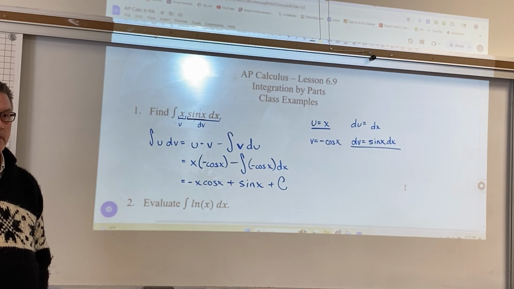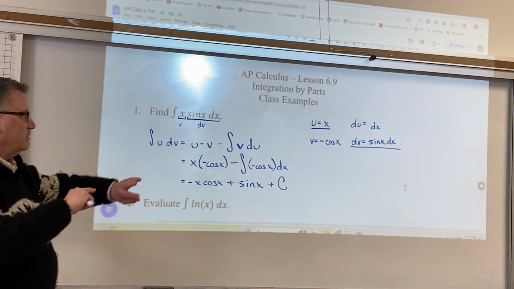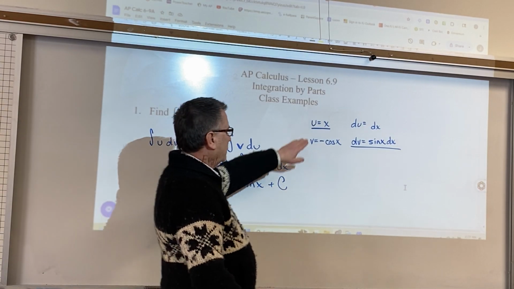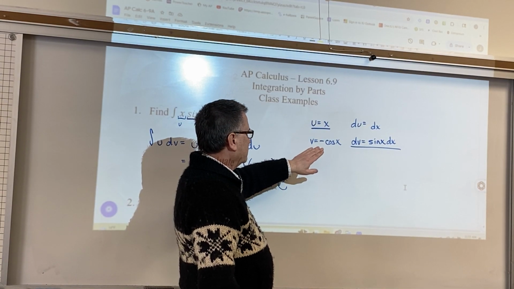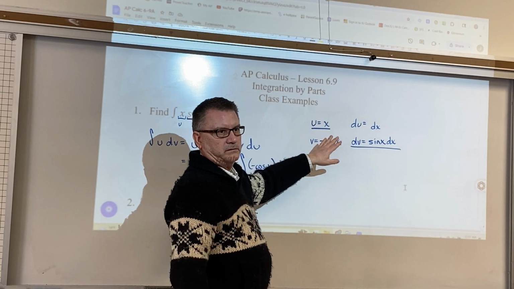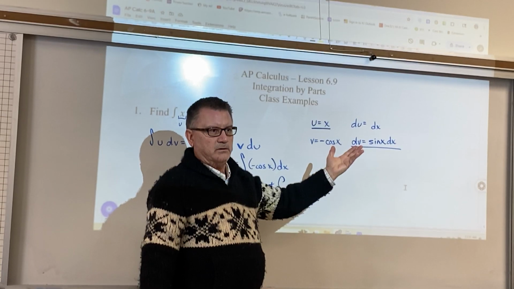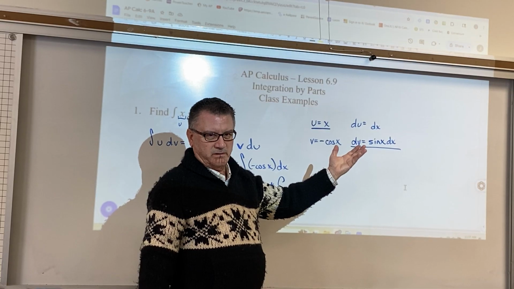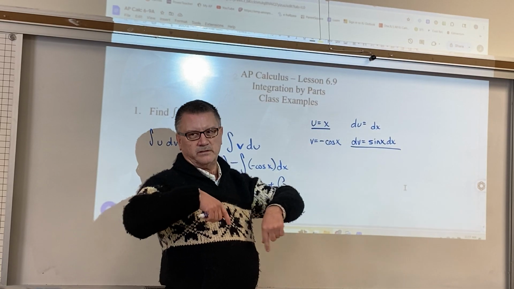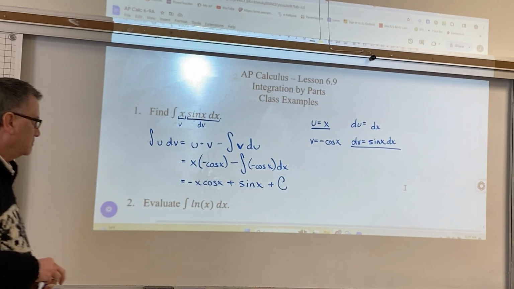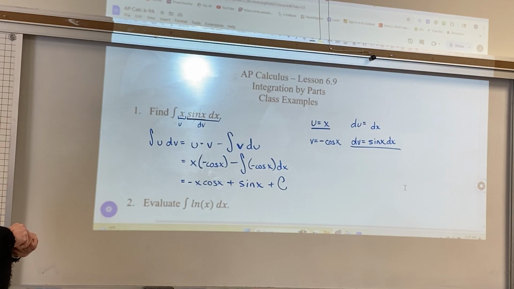Sometimes it can work if you let U be that, and sometimes it'll work if you let V be that. Sometimes it works both ways. And sometimes you plug it in and you go, this is not simpler. Then, okay, go back and try it the other way. This is integration by parts.